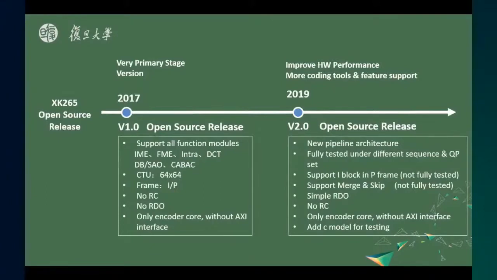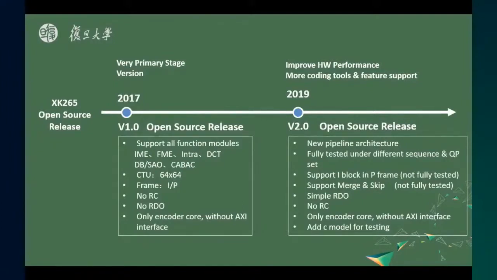And in 2019, we released another version. We call it version 2.0. In this version, we improved hardware performance and integrated more coding tools and features. Here we propose a new pipeline architecture, and we added many testers. We ran many tests in this version to improve the code quality.